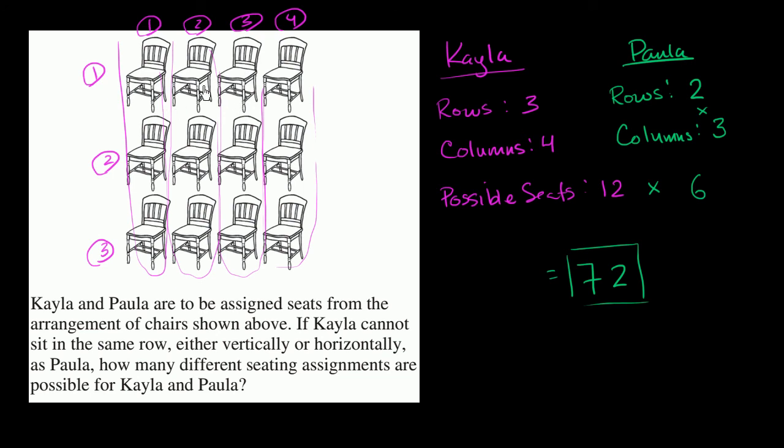And just to imagine this a little bit, imagine Kayla sits here. Then you have to rule out this whole column, this whole row. Paula has 6 chairs to choose from. And you could have done this visually. If Kayla sat here, you throw out that row, that column. Paula has 6 chairs to pick from. So Kayla has 12, Paula has 6. 12 times 6, 72.